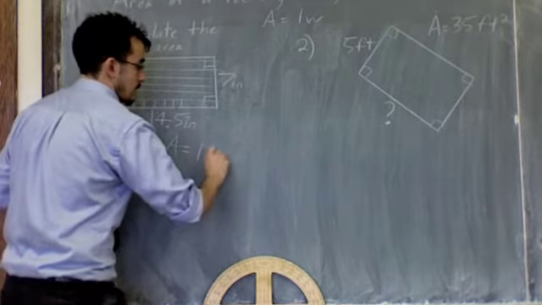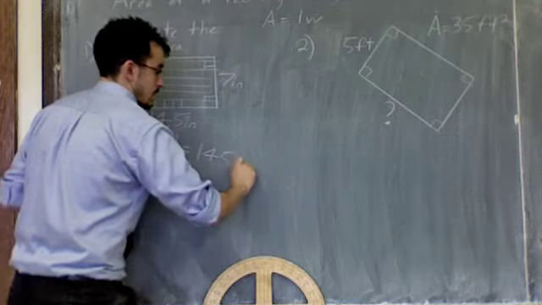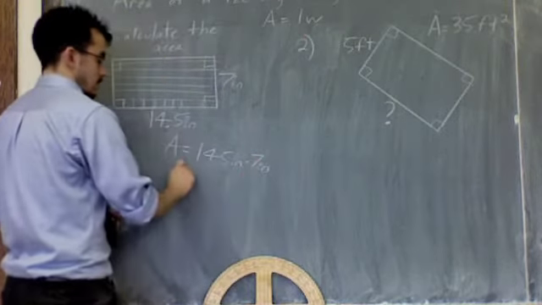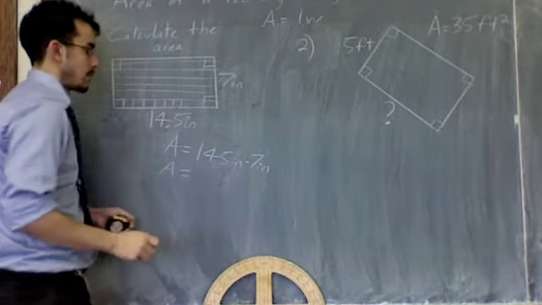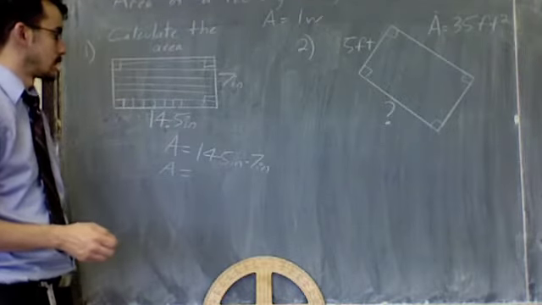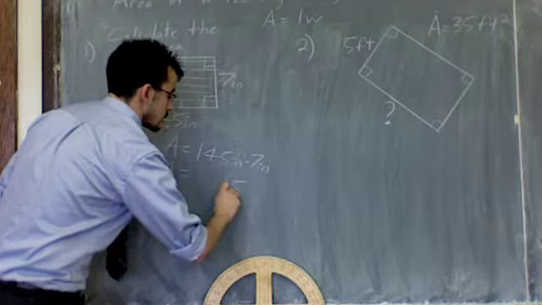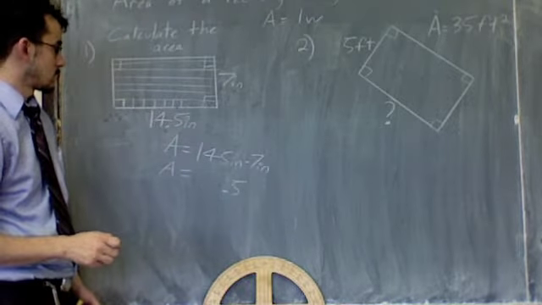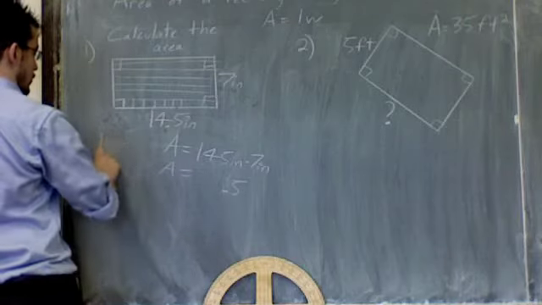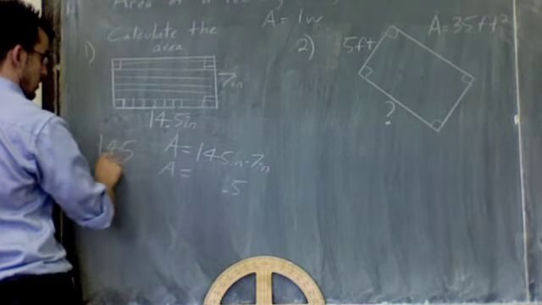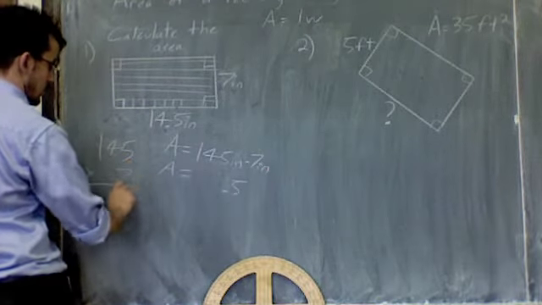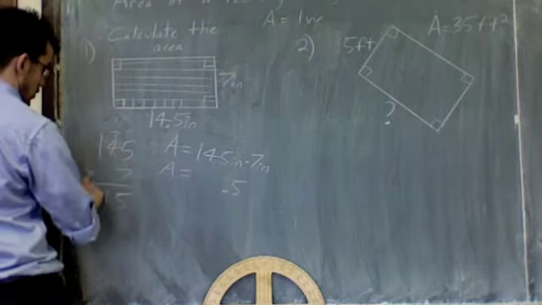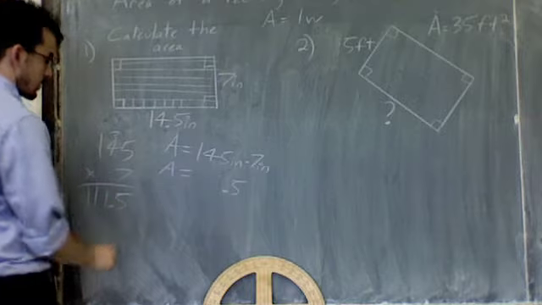So 14.5 inches times 7 inches. When we multiply them together, we should get, let's see, 7 times 5, that's 35, 7 times 4 is 28 plus 3, 111.5.